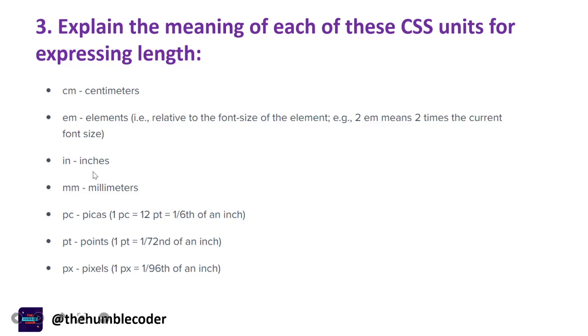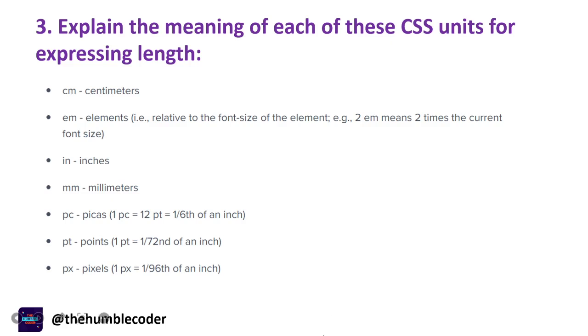Next one is in, which stands for inches, mm stands for millimeters, pc stands for picas. So 1 pc equals 12 pt, that is 1/6 of an inch. And then we have pt, which stands for points, and 1 pt is 1/72 of an inch. And then we have px, which is pixel, and a pixel is 1/96 of an inch.